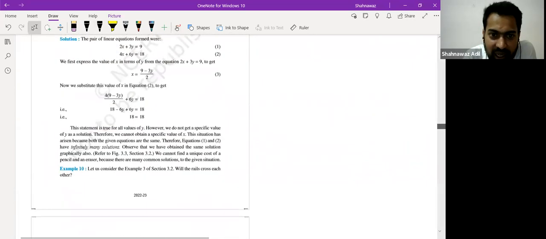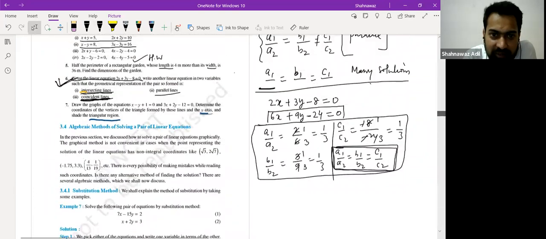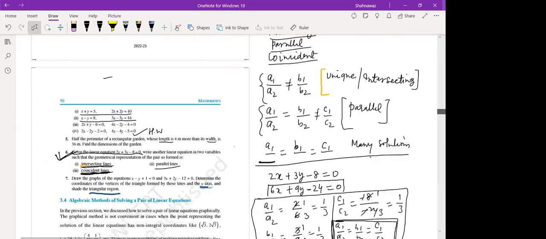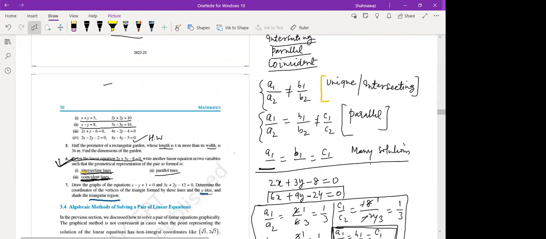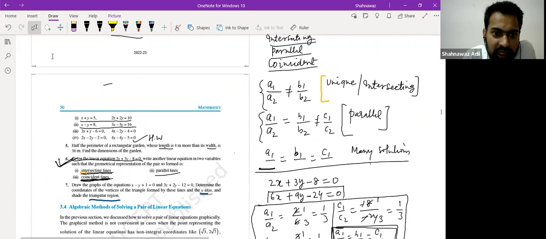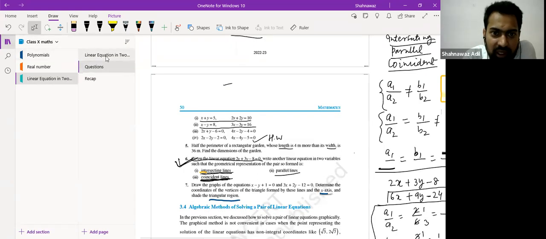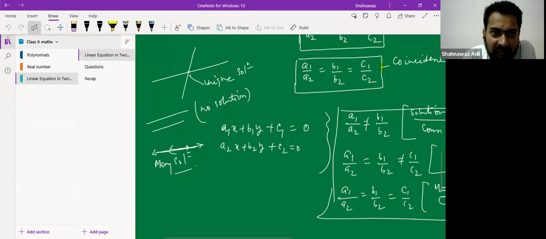Okay, so this completes our second exercise, right? Now the next exercise is about solutions, but with the algebraic method, right?